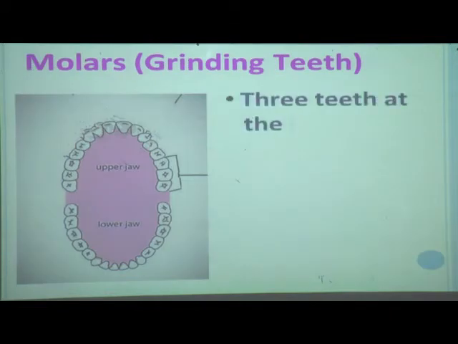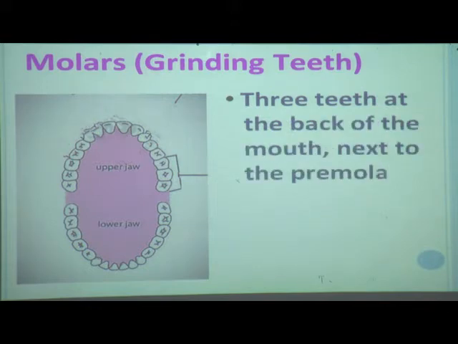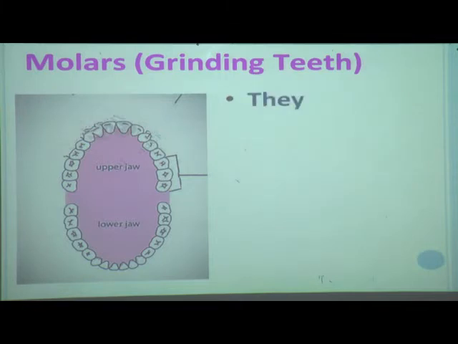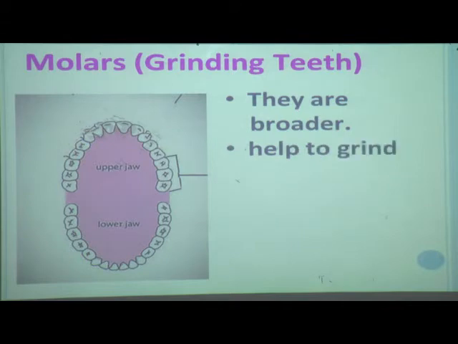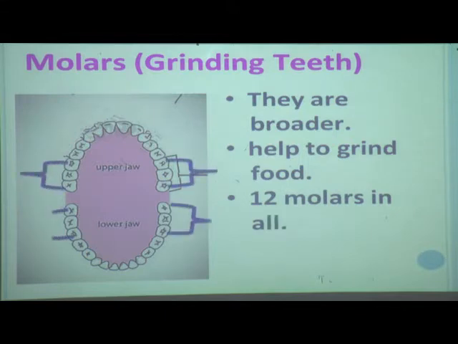Next is molars. The three teeth at the back of the mouth next to the premolars are called molars. They are broader and they help to grind food. That's why they are also called grinding teeth. And there are 12 molars in all. You can see on the board, in the upper jaw 6 molars are there, and in the lower jaw also 6 molars. So there are 12 molars in all.